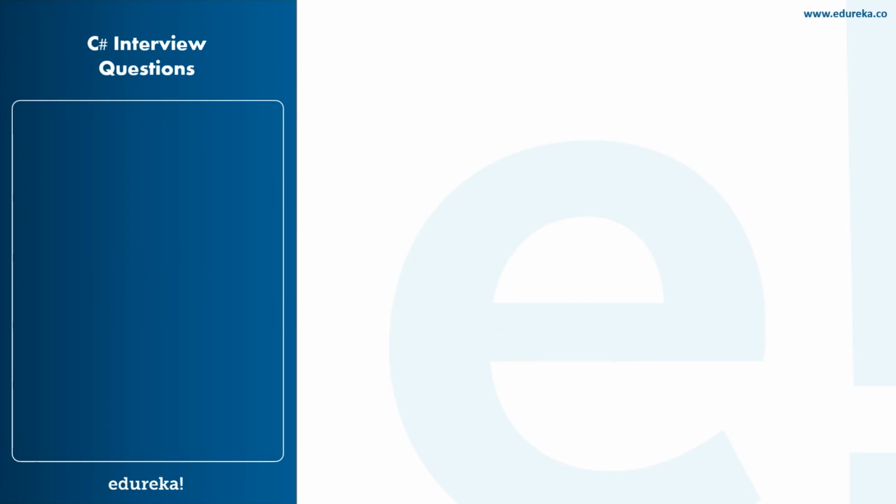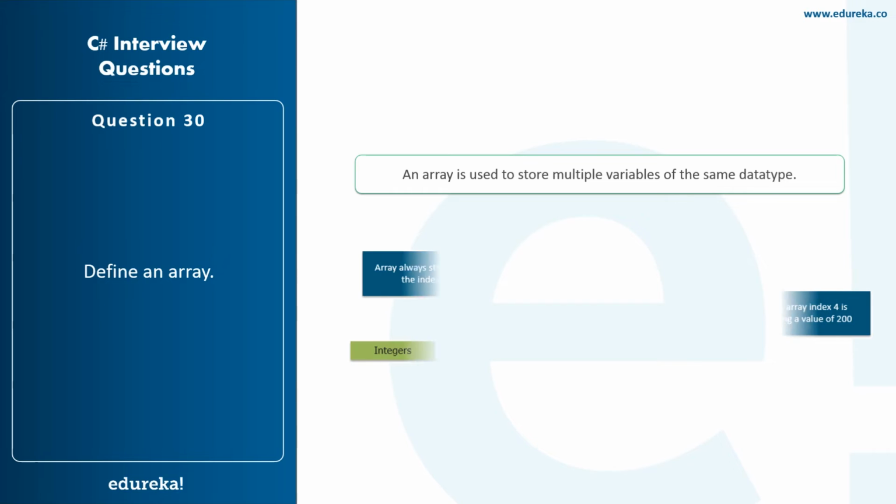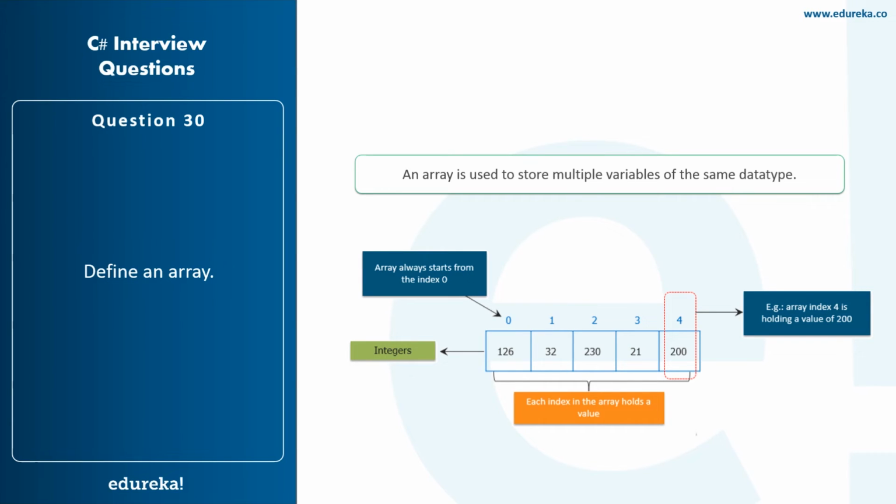So I'll move on to the next question, which says define an array. Well, an array is used to store multiple variables of the same data type. The collection of variables is stored in a contiguous memory location.